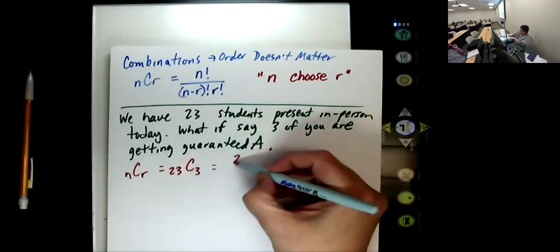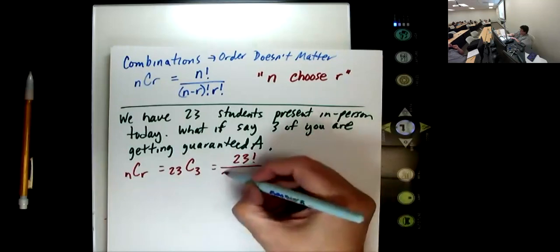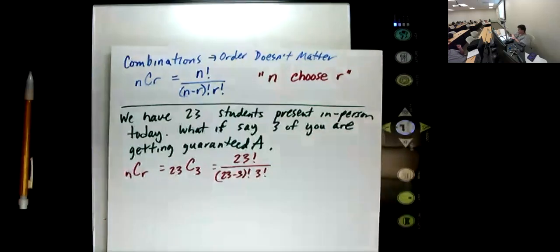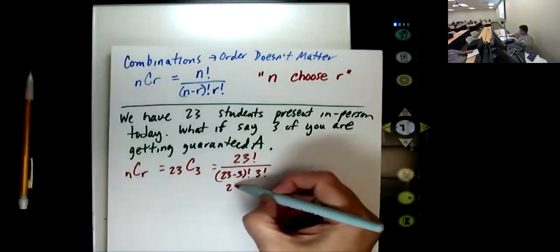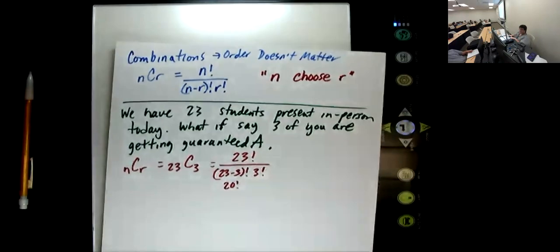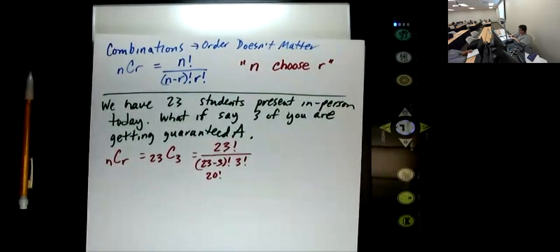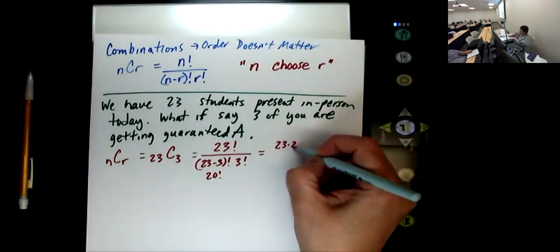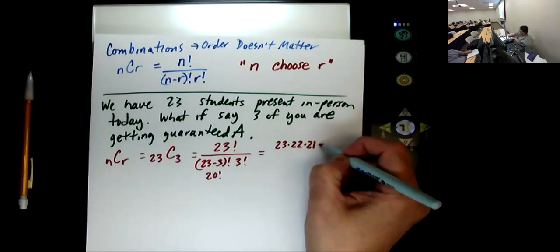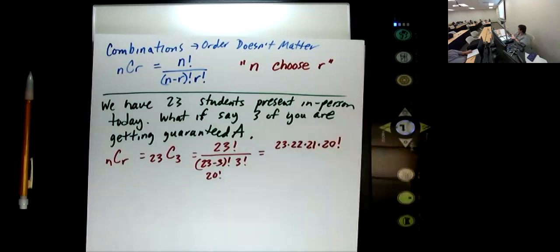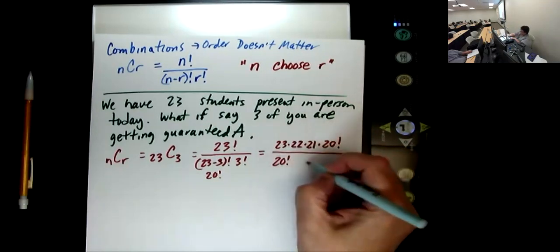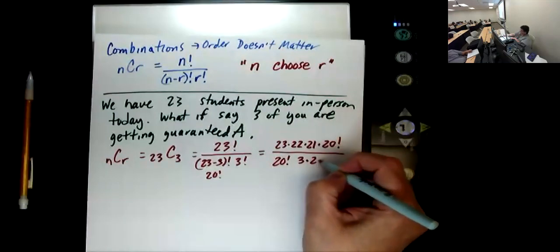Which is 23 factorial over 23 minus 3 factorial times 3 factorial. And so that's 20 factorial there. I'm going to do that same expanding thing I did earlier with the other one. I'm going to do the top one down until I get to the factorial on bottom. I've got a 20 factorial on bottom. I will write out the 3 factorial though. That's 3 times 2 times 1.